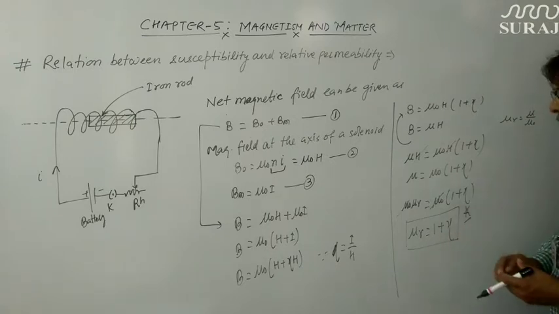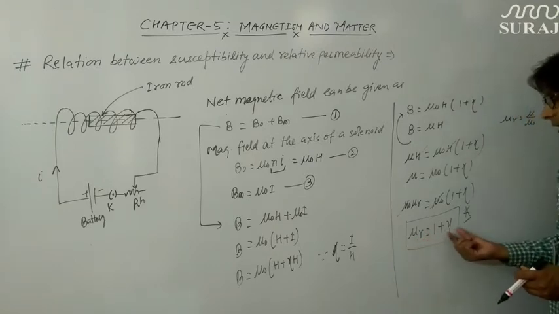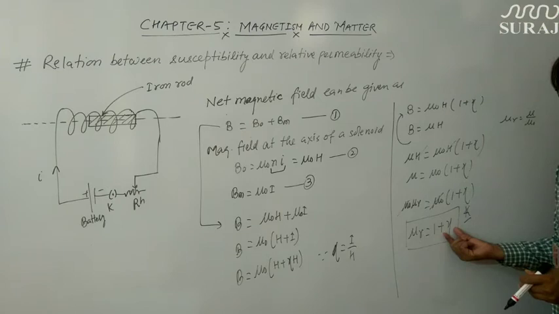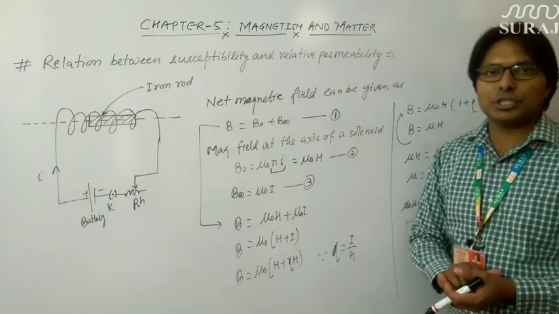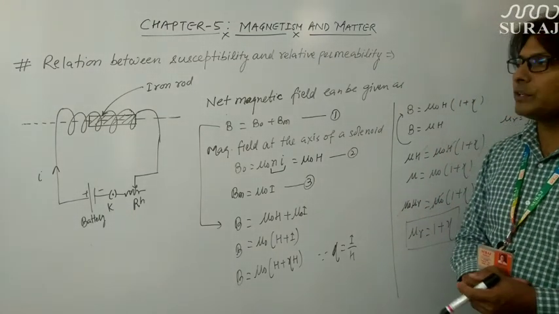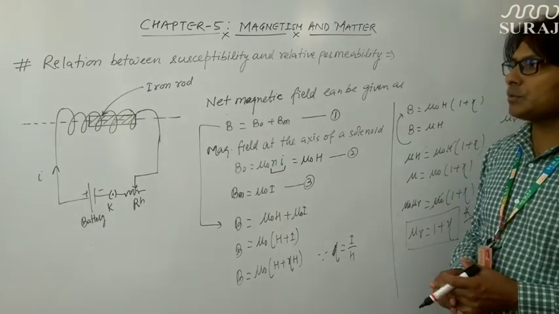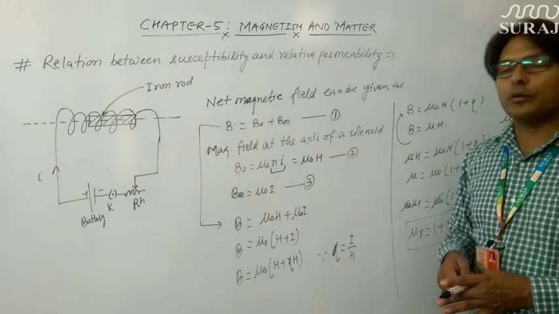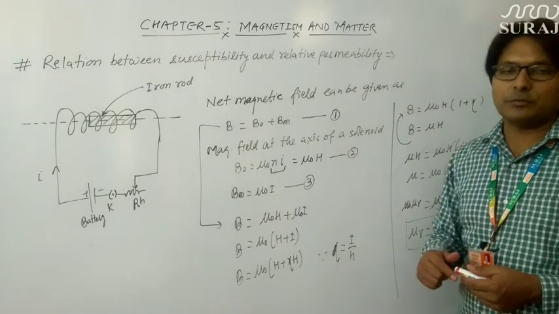So this is how we can derive the relation between relative permeability of the magnetic material and magnetic susceptibility of the same magnetic material. Thank you very much for watching this video. In our next video, we are going to discuss the hysteresis loop or BH curve drawn for a ferromagnetic material. Thank you very much once again for watching this video.